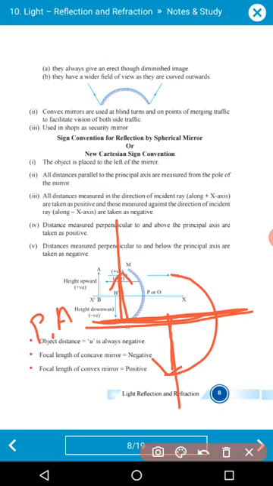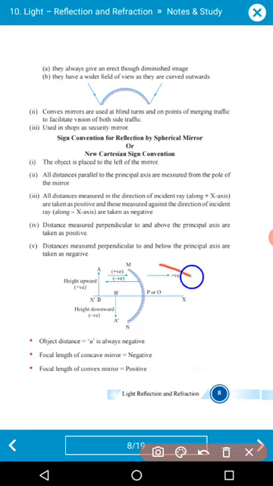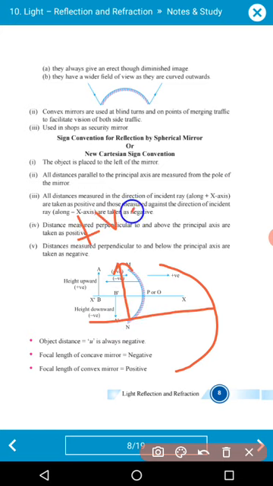Understood? Now the fourth point is that the vertical distances above the principal axis are taken as positive, and the vertical distances below the principal axis are taken as negative. So the distances above the principal axis are positive and the distances below the principal axis are negative.